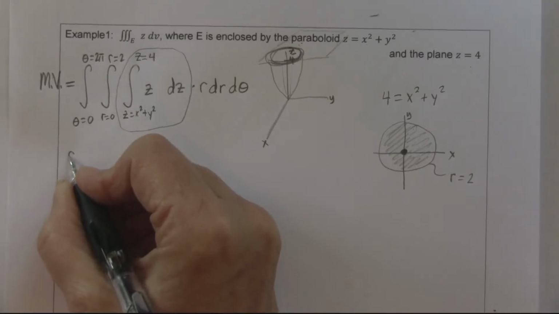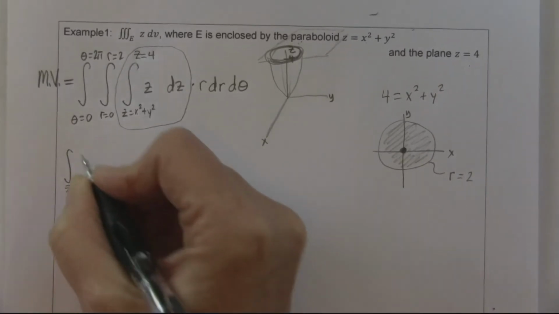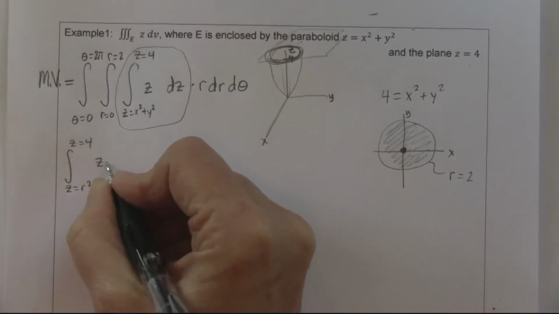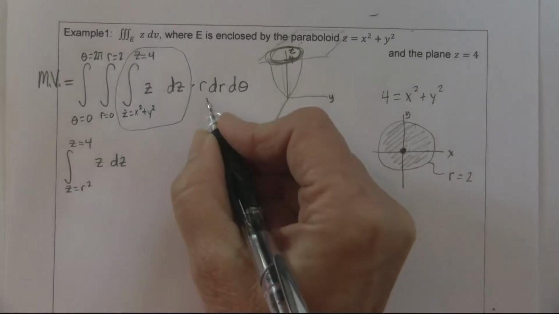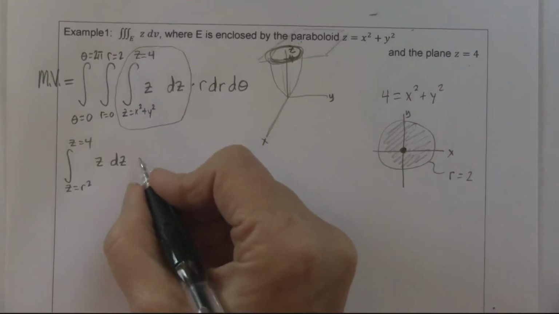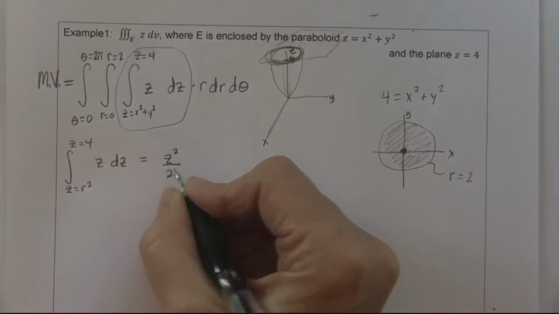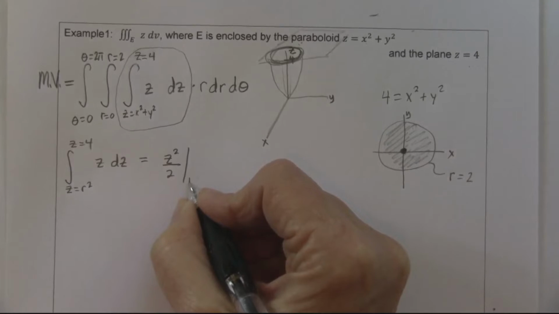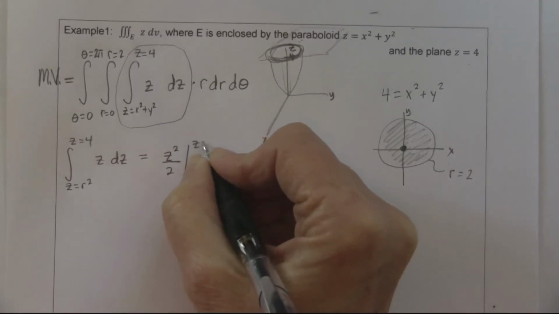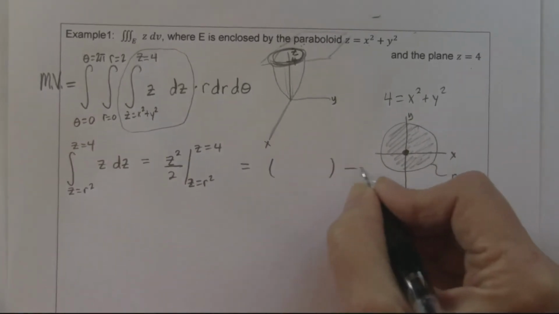So when I do my first integral, it's going to be z equals r squared to z equals 4 of z dz. And I'm going to hold the r off, although I told you guys yesterday that when I did one of the problems and I held the r off, I forgot about the r and made the problem a lot easier. So this is going from z equals r squared to z equals 4, so upper bound minus lower bound.